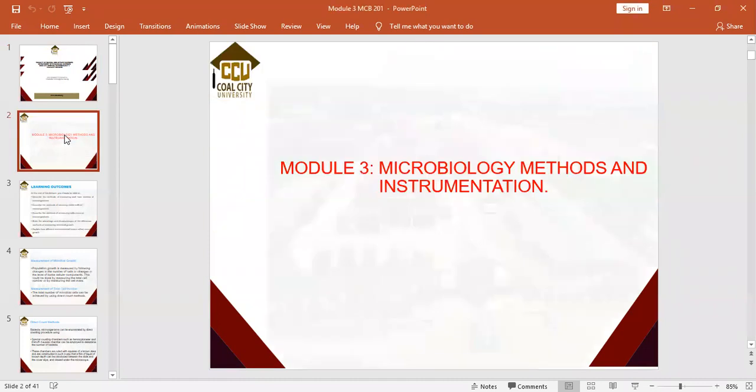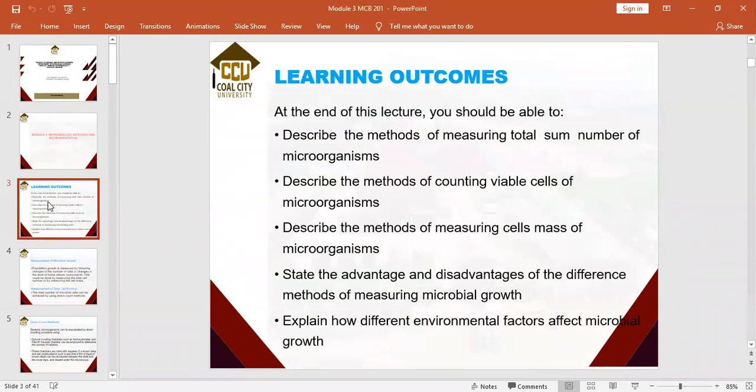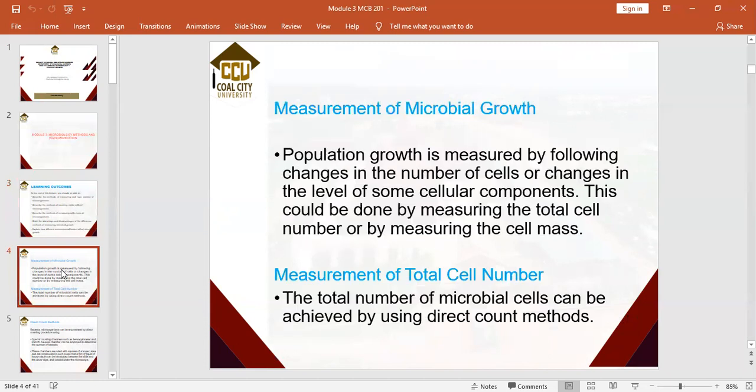Today we discuss microbiology method and instrumentation. At the end of this module or topic, students will be able to describe the methods of measuring total number of microorganisms, describe the methods of counting viable cells of microorganisms, describe the methods of measuring cell mass of microorganisms, state the advantages and disadvantages of the different methods of measuring microbial growth, and explain how different environmental factors affect microbial growth.